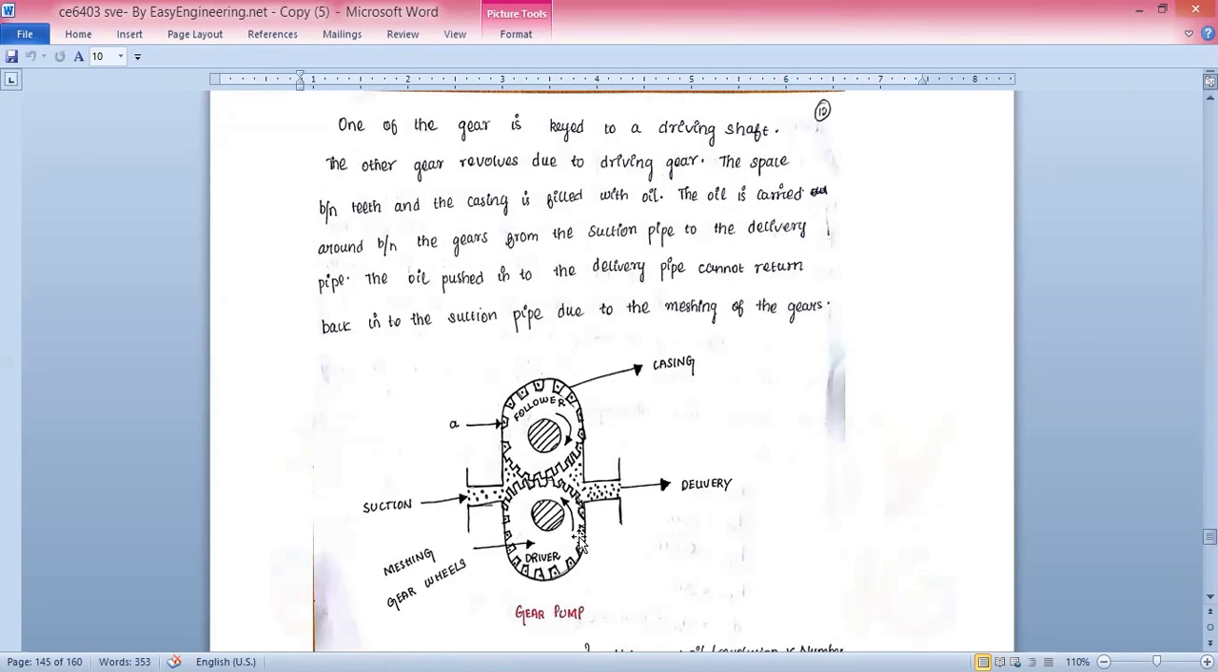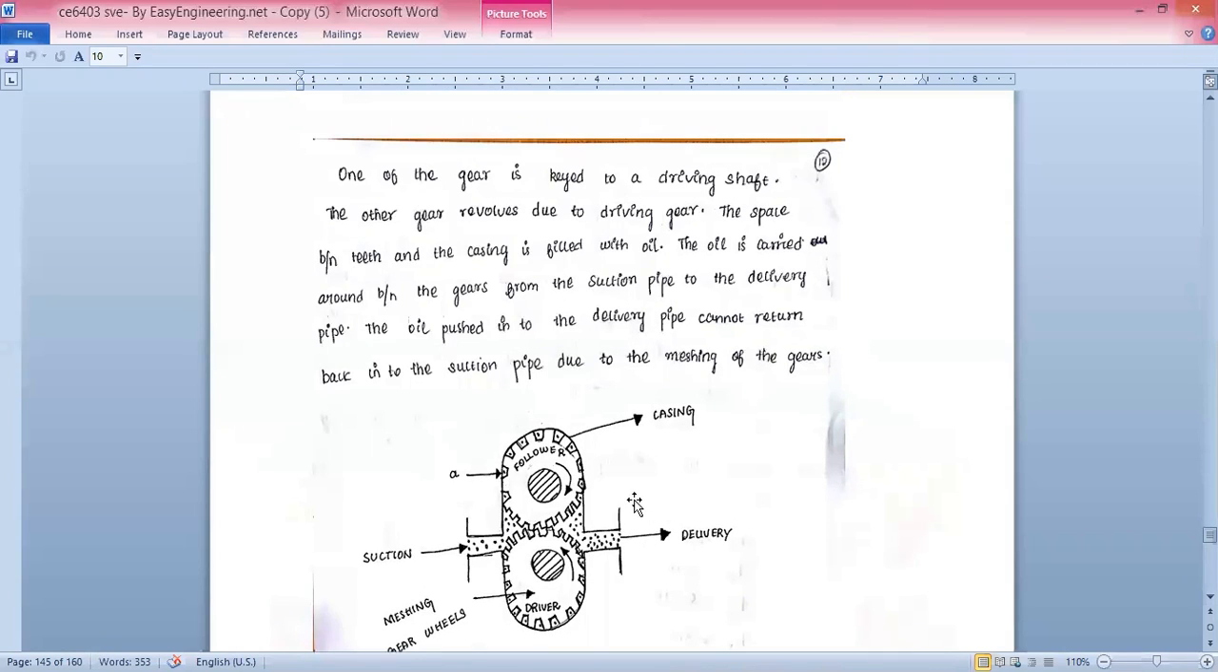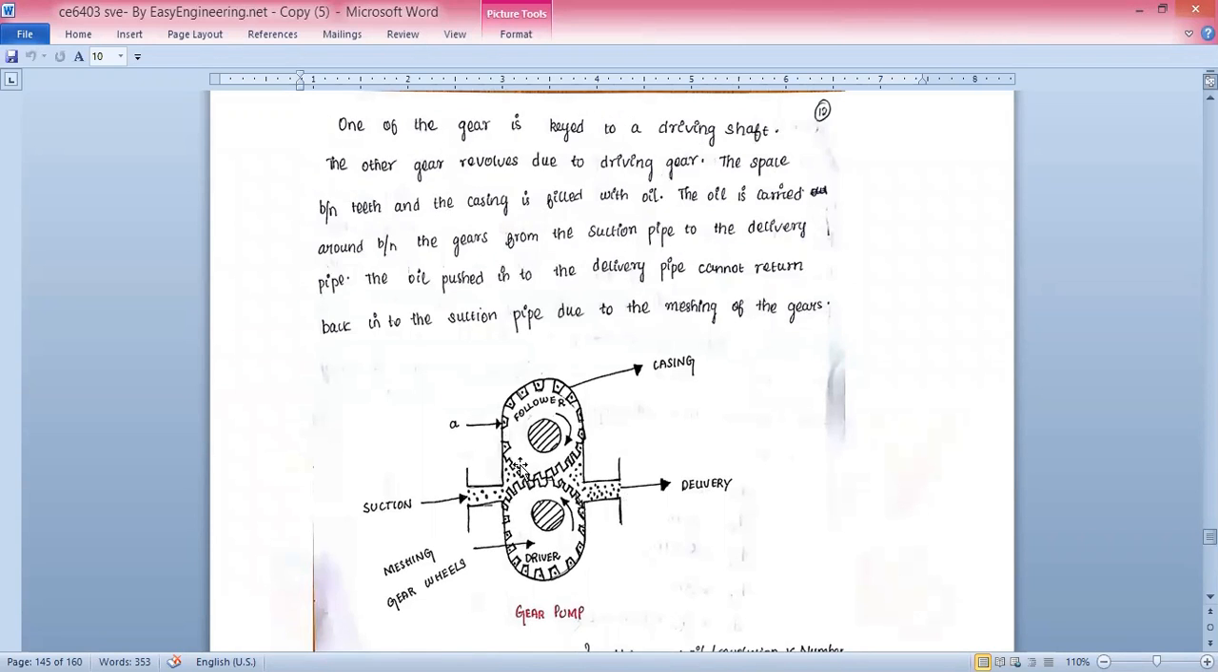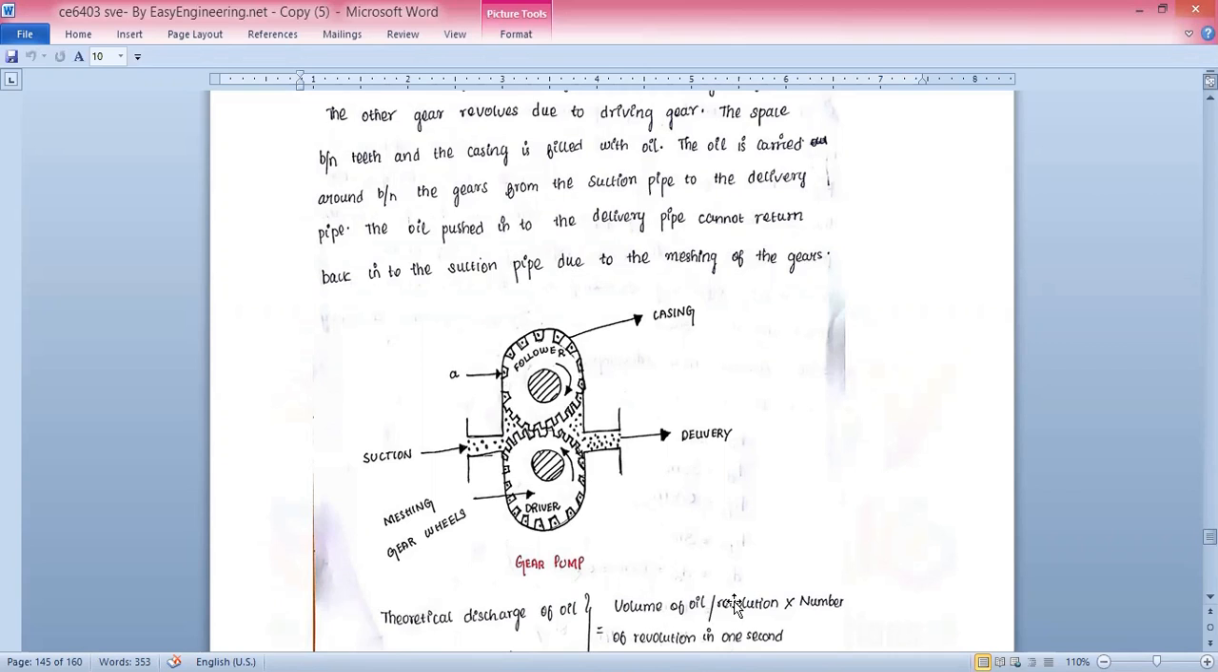This is the driven gear and this is the driver. So once the driver rotates, this will also start rotating because they are in contact by means of the gears. So this is a gear pump. You can just observe the figure. This is a meshing gear wheel. It is called a gear pump.